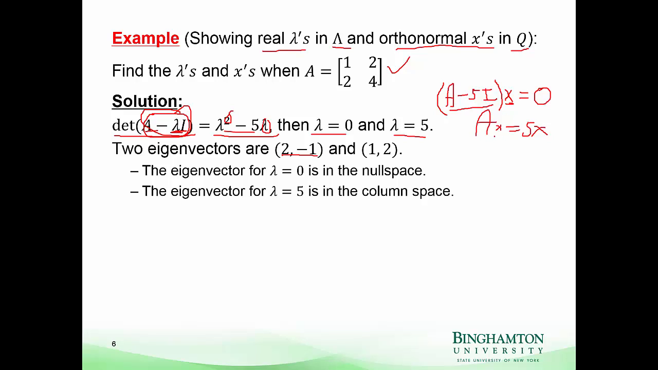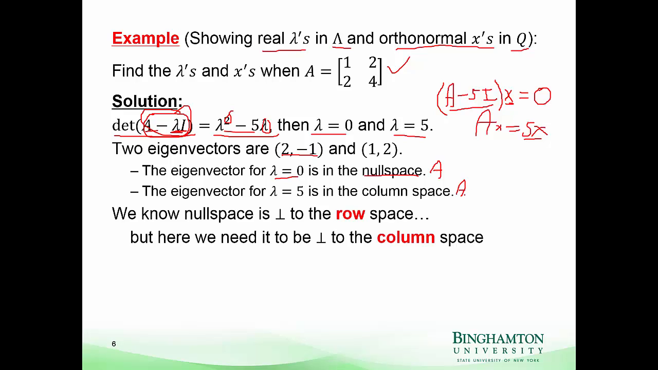space of A, right? Because A times X gives us 5X. So the eigenvector is in the column space of A. So any eigenvector that corresponds to a non-zero eigenvalue will be in the column space of A. Any eigenvector that corresponds to a zero eigenvalue will be in the null space of A. So this is in the null space of A and in the column space of A.